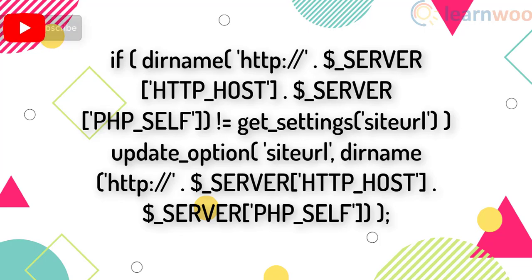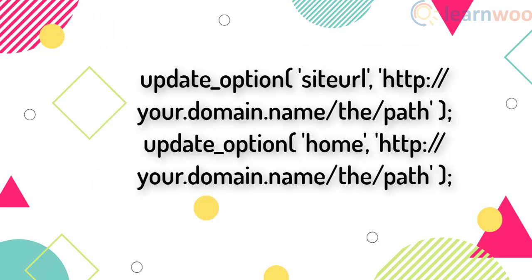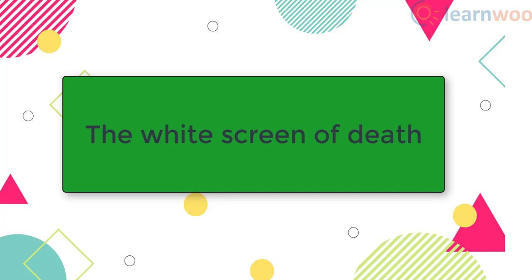Now, open wp-login.php in a text editor and delete the following lines. After changing your WordPress URL, if you are not able to log in or access the database, then you can update the WP login file with the following code to reset the address. Once the database is updated, you can remove these lines.